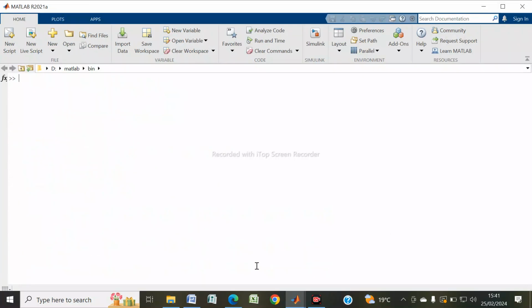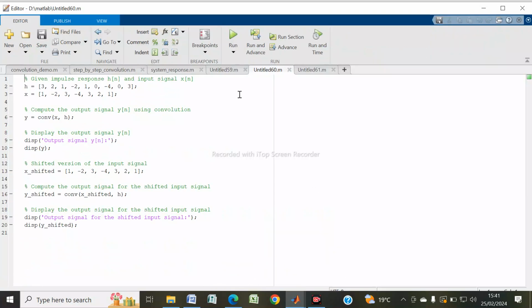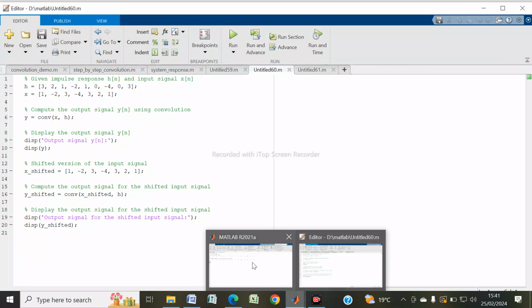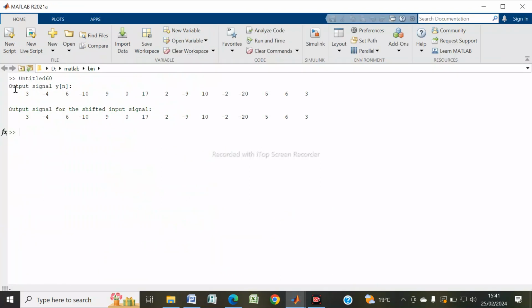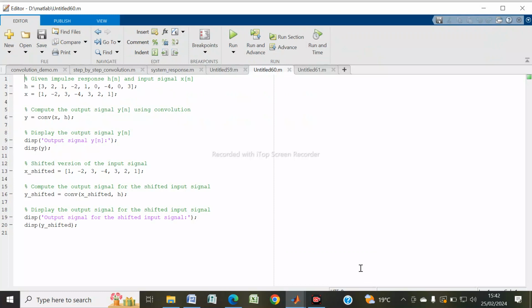first of all I clear the output window so that you can clearly see the result, and then when I run it you can easily see the output signal when we add an impulse signal to it, and after adding the shifting signal it is like that. So at that point our whole lab is finished.